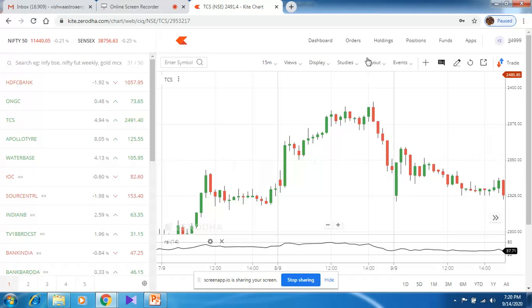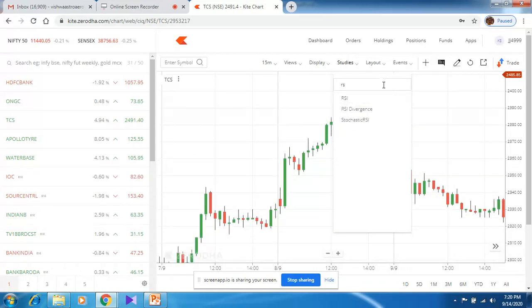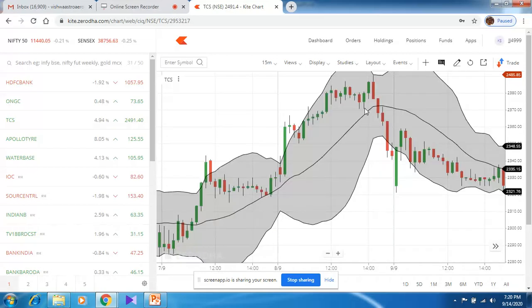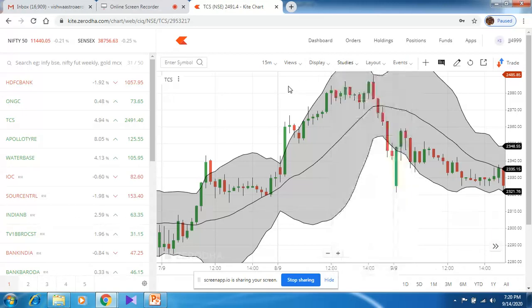After this, we will see about Bollinger Bands. For this, I'll type Bollinger Bands under studies. Here we go, Bollinger Bands. Before that, that indicator has been taken off. So in this, I'll try to identify the levels over here.